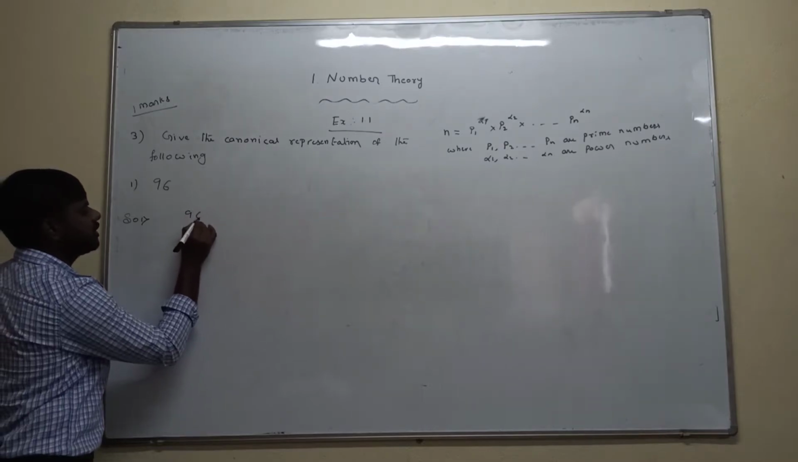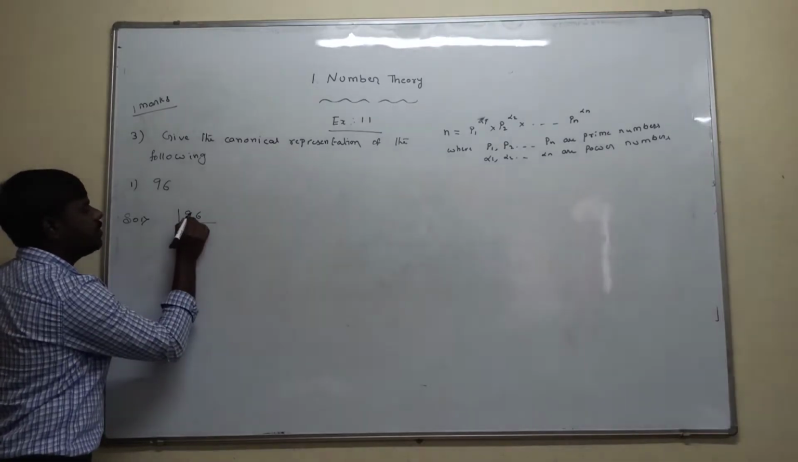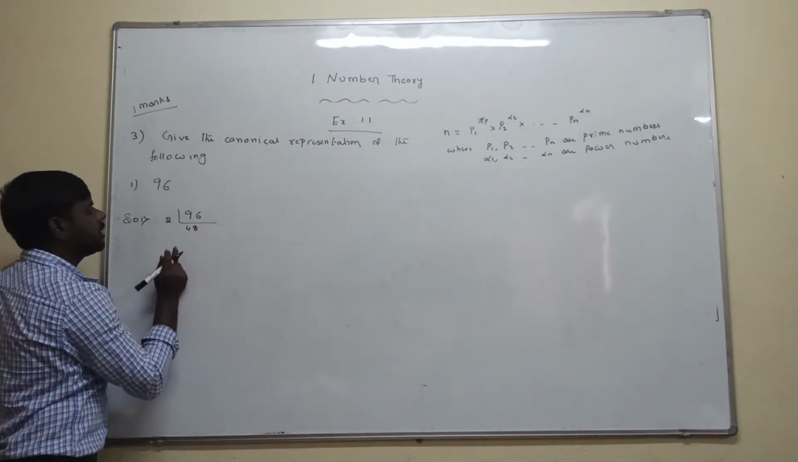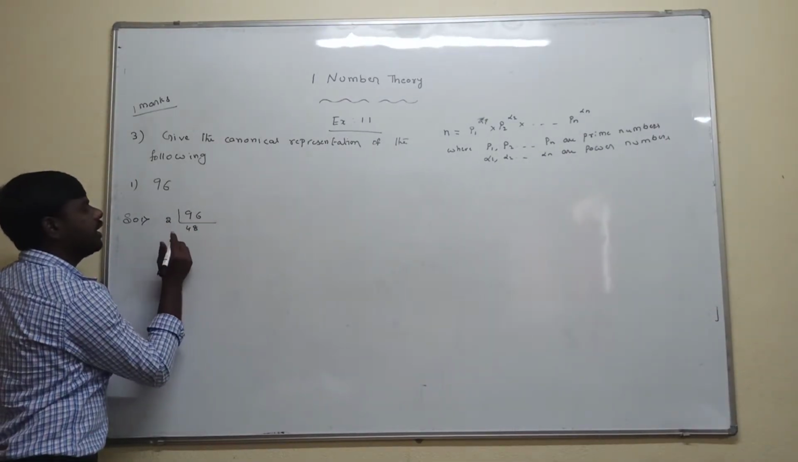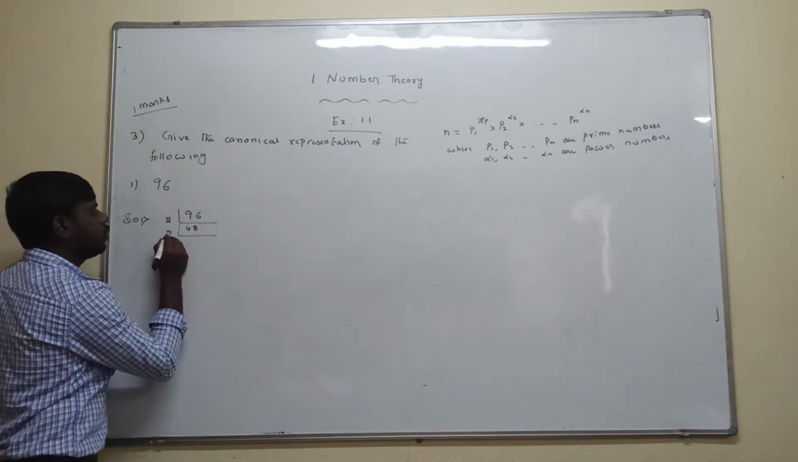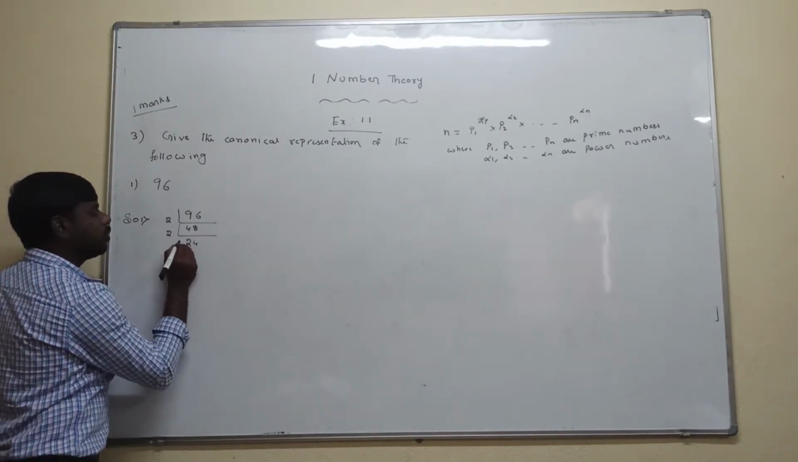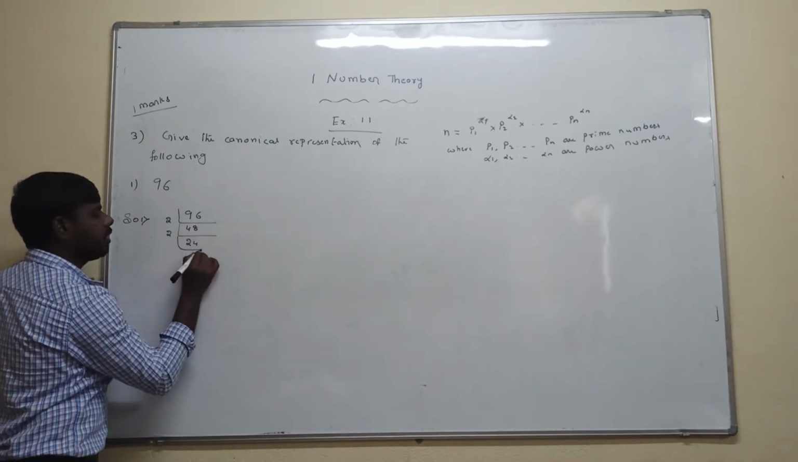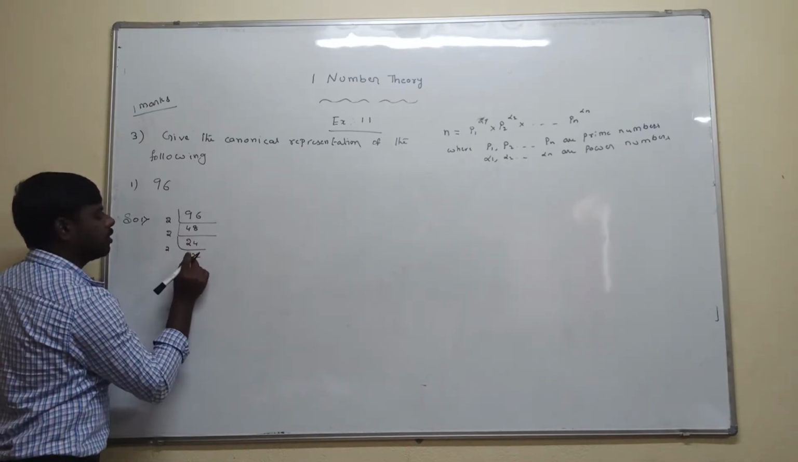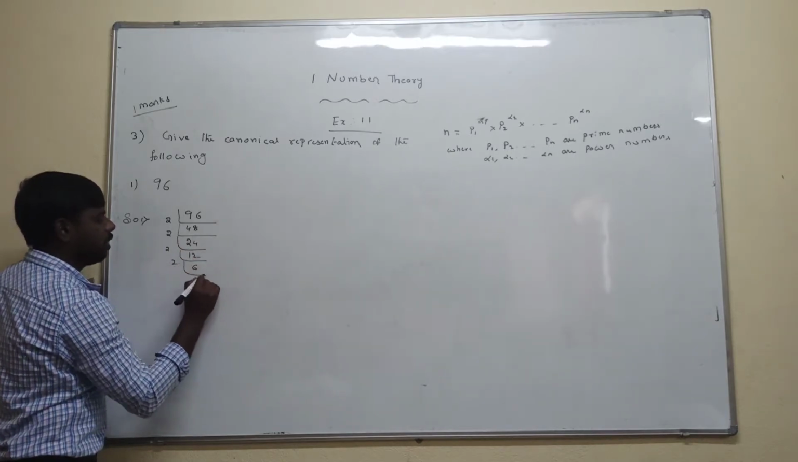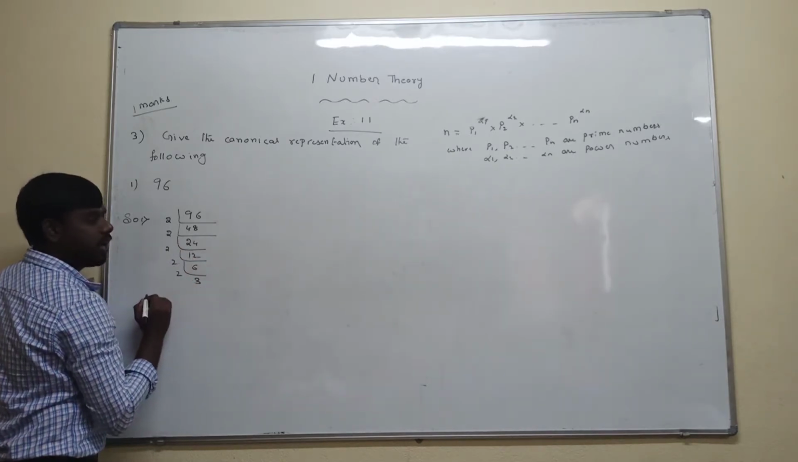Given is 96, by using the division method. 2 fours are 8, 2 eights are 16. That's why 2 into 48 is 96. Next, 2 into 24, that value is 48. 2 into 12, that value is 24. 2 into 6, that value is 12. 2 into 3, that value is 6.